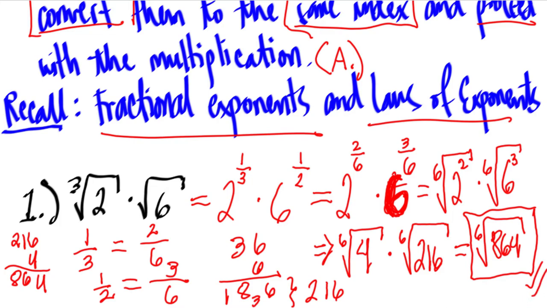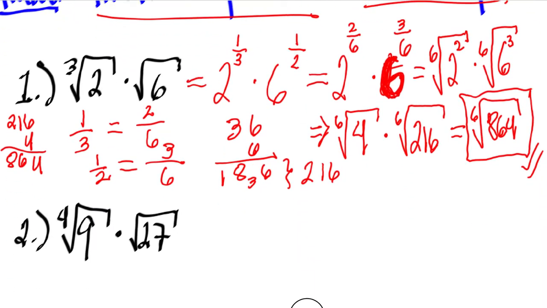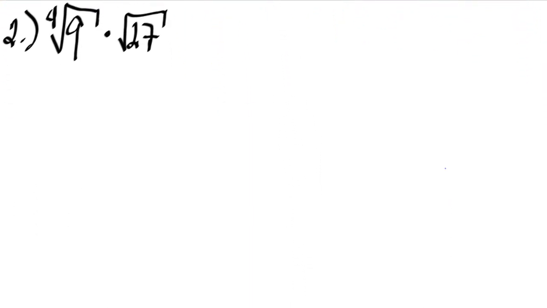It has some steps before we can get the answer, and we need to make sure that the denominators, the indices, are the same. So by using this method, let's proceed to the second one. The second example states we have the fourth root of 9 times the square root of 27. Again, let's put them back in fraction form.